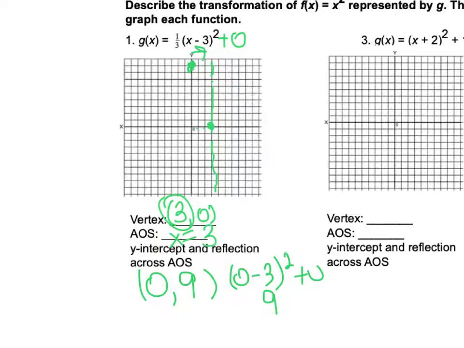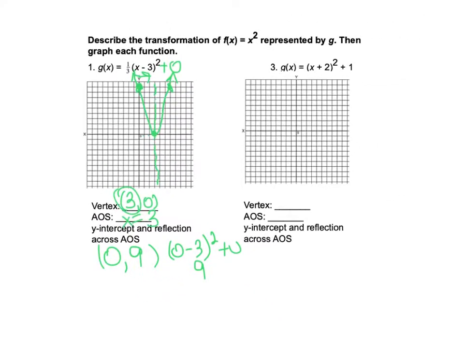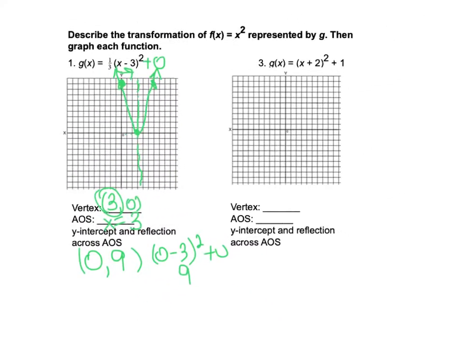And then I just reflect that point straight across my axis of symmetry. So this point is 3 units to the left of the axis of symmetry. I'm going to have one that is 1, 2, 3 units to the right of the axis of symmetry. And I'm going to sketch my graph. Again, it's going to be a nice soft curve on the bottom. All right, last one here.